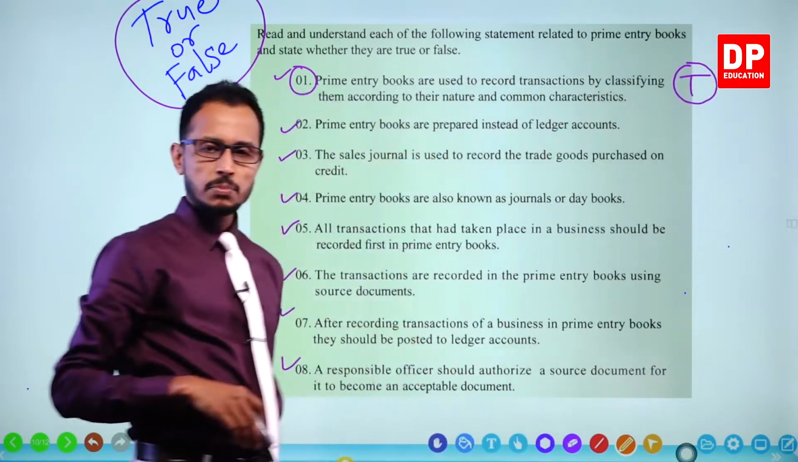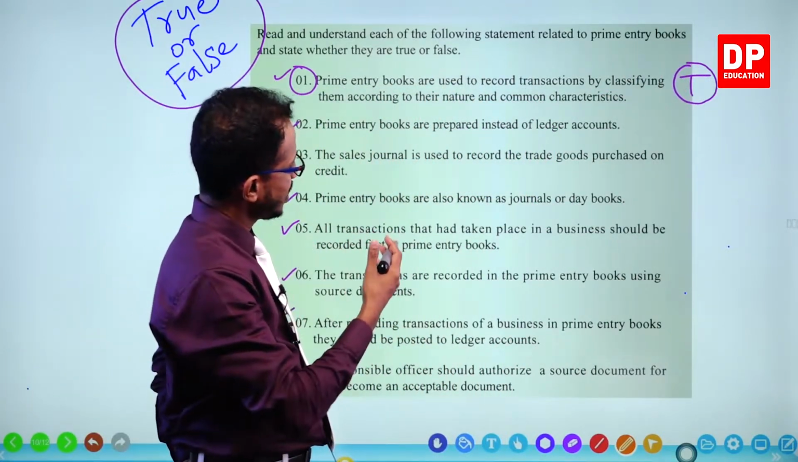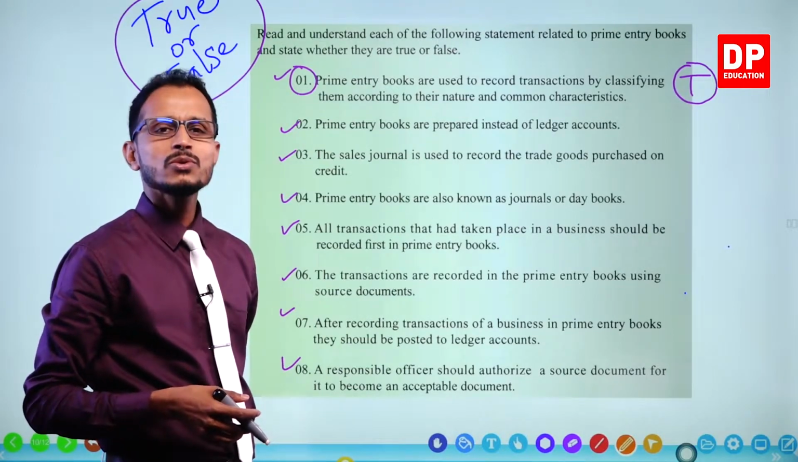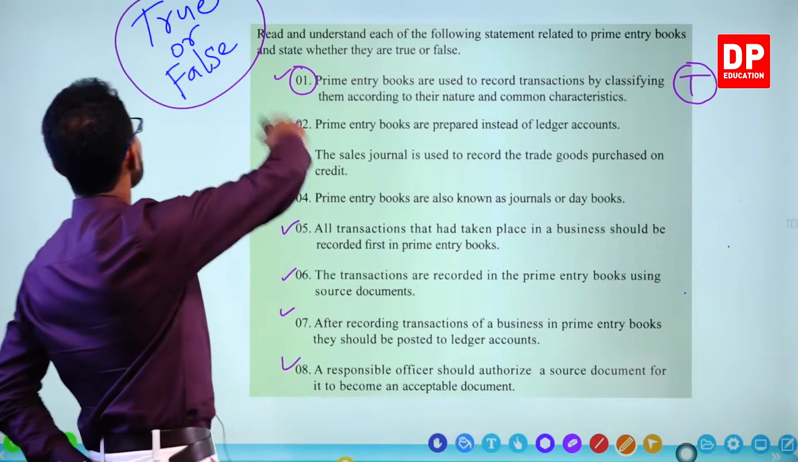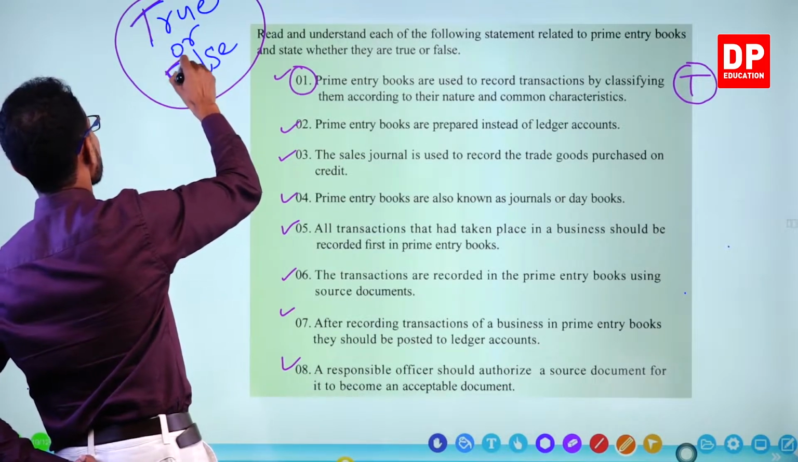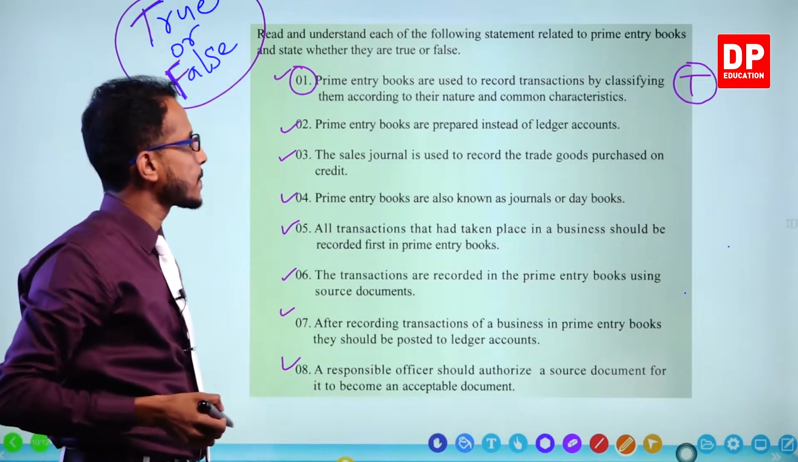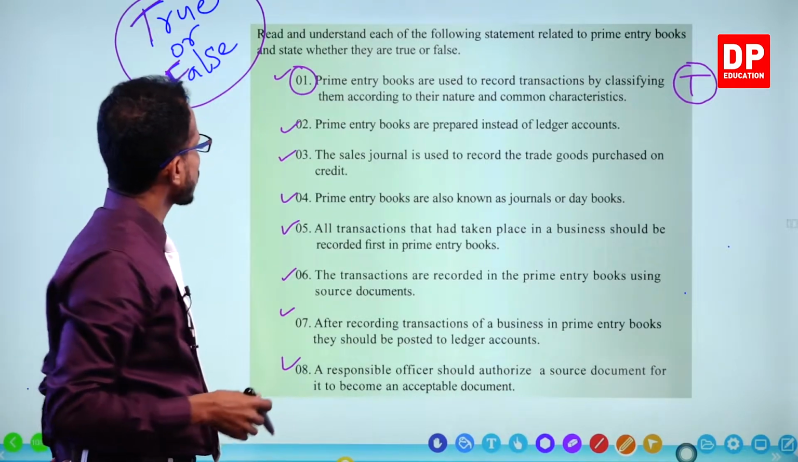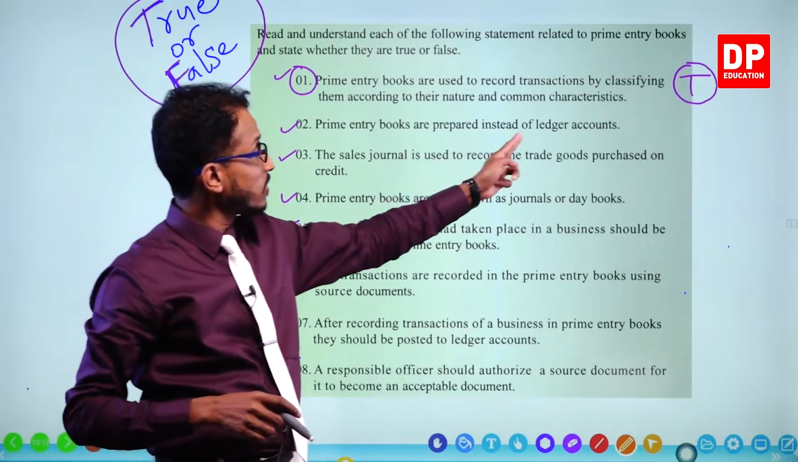For true statements, we'll use the T. False statements, we'll use F. Okay? True or false. Next one. Prime entry books are prepared instead of ledger accounts.